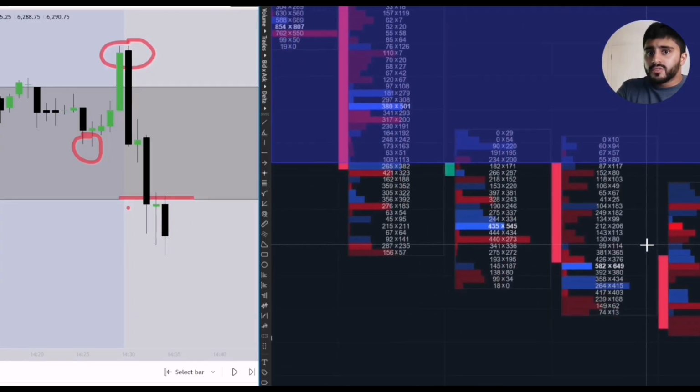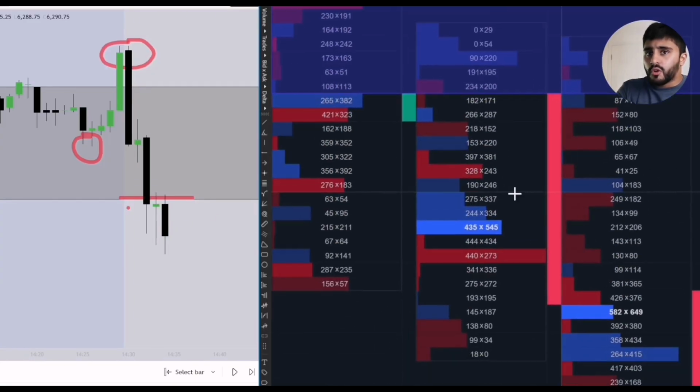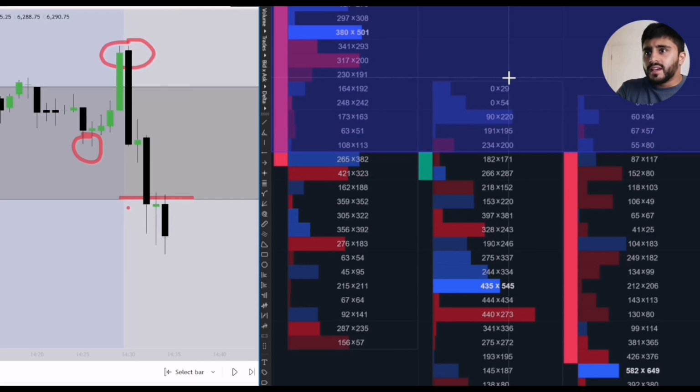Let's start here. This candle over here corresponds to this green candle over here, this doji retest before this break to the downside. I want you to focus on a couple of things, right? 0 for 29, 0 for 54, 90 for 220. What you're seeing is a lot of positive delta, a lot of blue delta. You are seeing the ask volume being higher than the bid volume. What that means is that there are more aggressive buyers than sellers, but these aggressive buyers have not been rewarded.